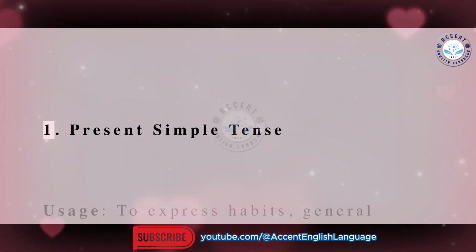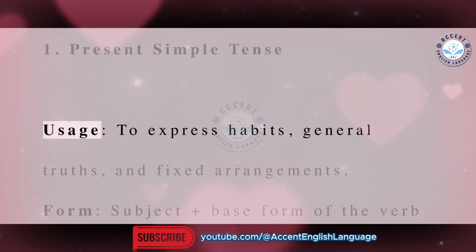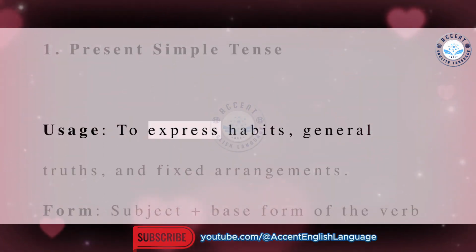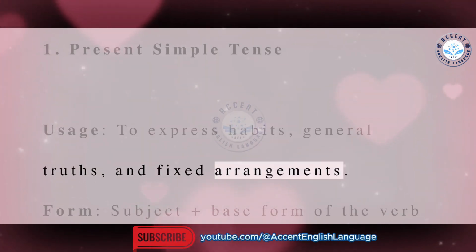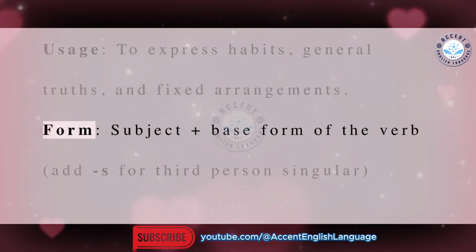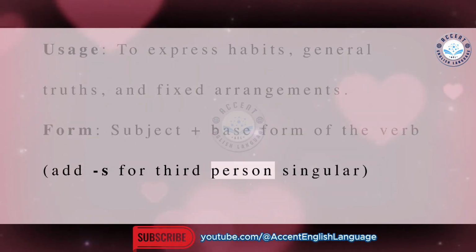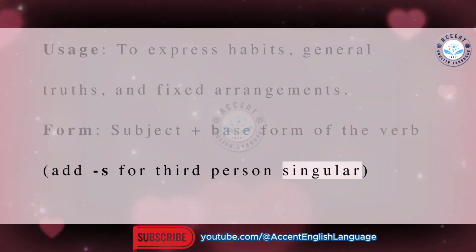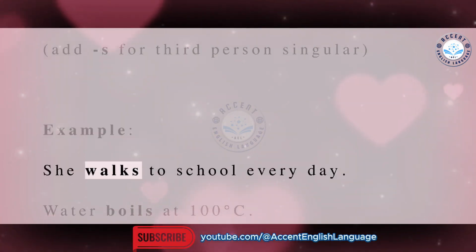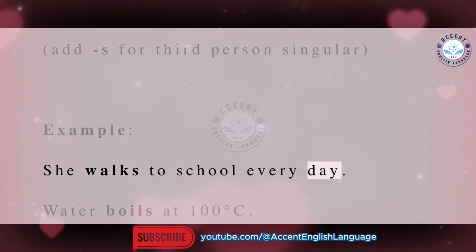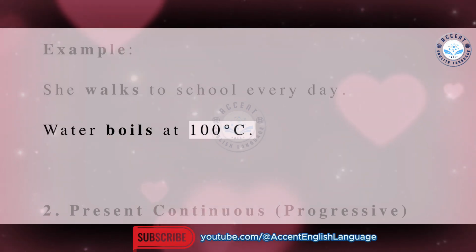1. Present simple tense. Usage: to express habits, general truths, and fixed arrangements. Form: subject plus base form of the verb, add s for third person singular. Example: She walks to school every day. Water boils at 100 degrees Celsius.